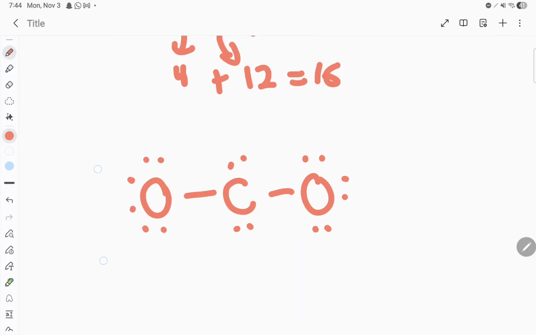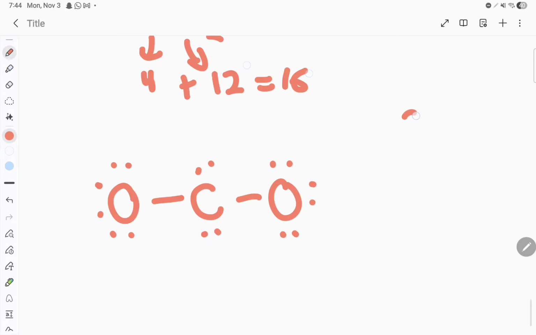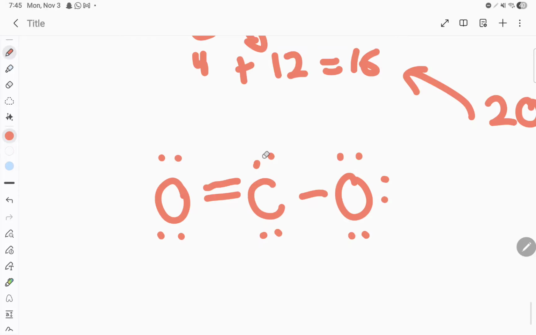Because you can't keep scribbling. So now let's count. You have 2, 4, 6, 8. Then here's 16, then you get 18, and here you have 20 electrons. You need 16. So you need to get rid of 2 pairs. So you're gonna remove 2 from here, add the double bond, and remove 2 from the C. Whenever you remove 1 from a side atom, you remove it from the central.